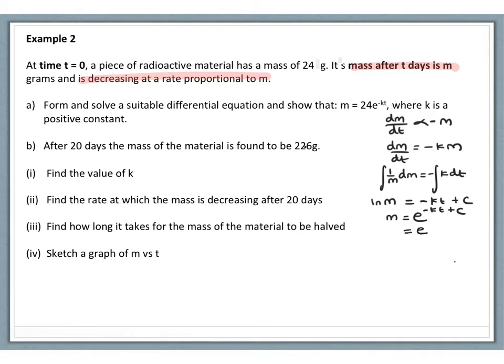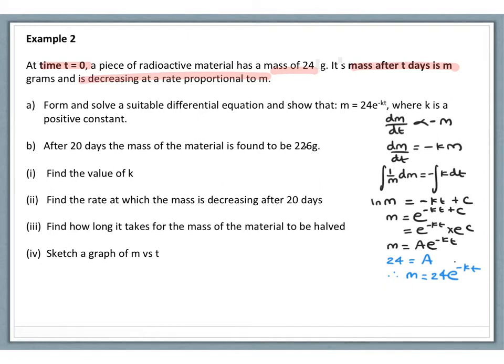So we have e to the negative kt multiplied by e to the c. So m equals a e to the negative kt. Now, we are told at the start that when the time t equals 0, we have a mass of 24 grams. So let's substitute in that information. So 24 is equal to a, because e to the 0 is just 1. So this gives us the relationship m equals 24e to the negative kt, which we were required to find.